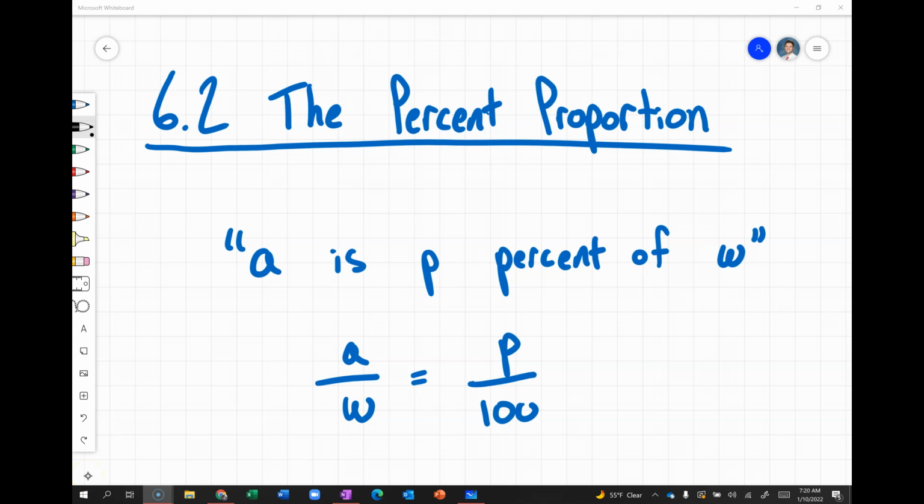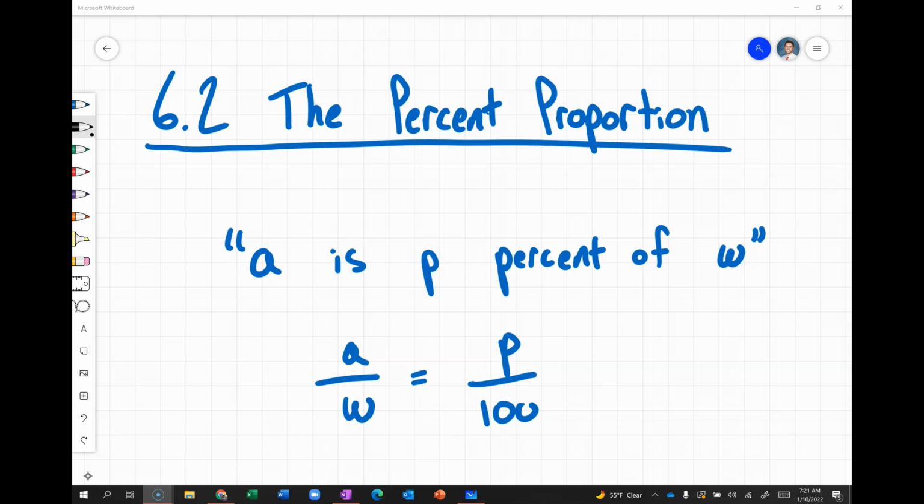All right, in this video we are looking at the percent proportion. You can find the percent of any number using this proportion: A is P percent of W. A being a part and W being the whole would be equal to P percent out of 100.